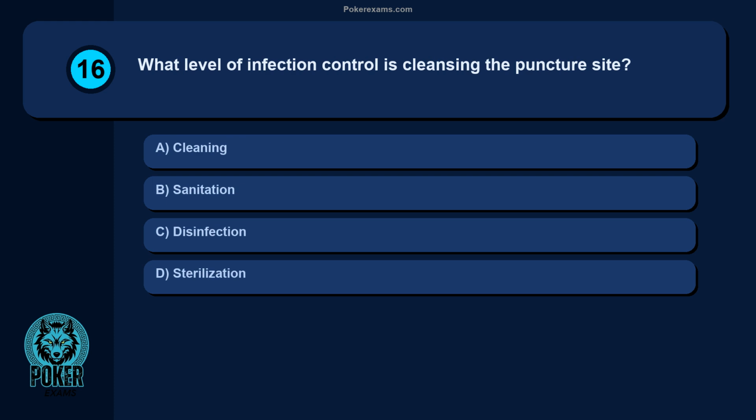Question 16. What level of infection control is cleansing the puncture site? Cleaning, sanitation, disinfection, sterilization.